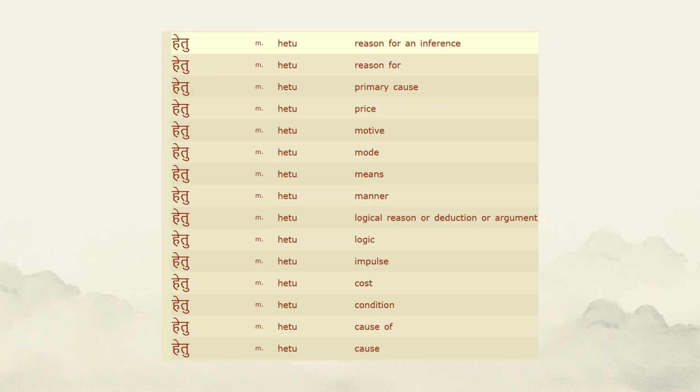And then quickly for the hetu, this is what is used in the panchavayava, like what we call the statement of a theory, or the reasoning or the rationale is what is used in panchavayava as a hetu. Reason for an inference, that's why that foundation. Reason, primary cause, not price, that's not relevant for what we are discussing. Motive, kind of directionally, yes. Not mode, not means, not manner, but yes, logical reason, logic, impulse. Yeah, very good. Our hypothesis is an impulse. We don't know if it is true, but impulsively we feel like that. Definitely not cause, definitely not condition, and cause, yes, we already covered that.